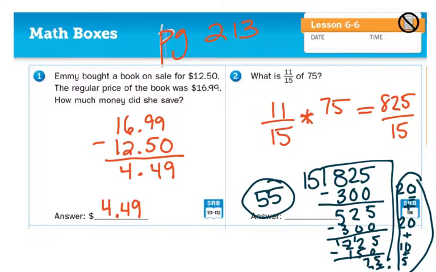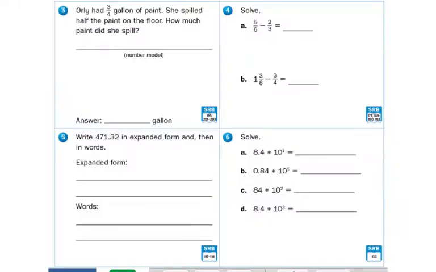Multi-step problem. Again, remember, if you need additional time, stop your video. You can rewind it. You can pause it. That is your responsibility to make sure that it doesn't move along too quickly.